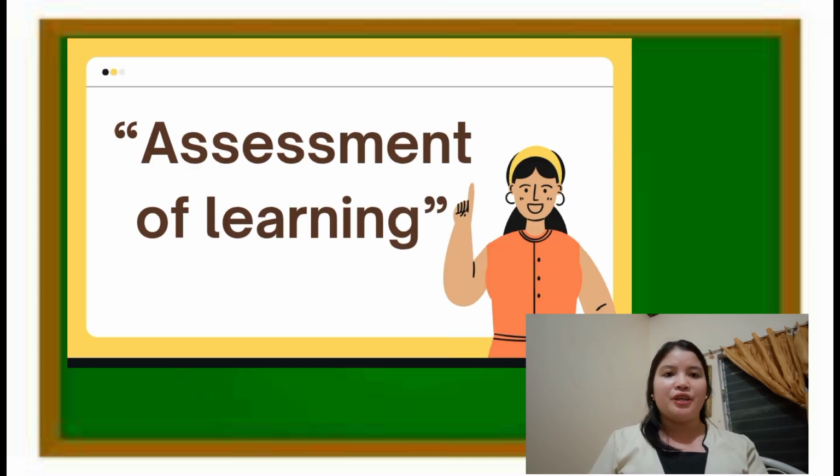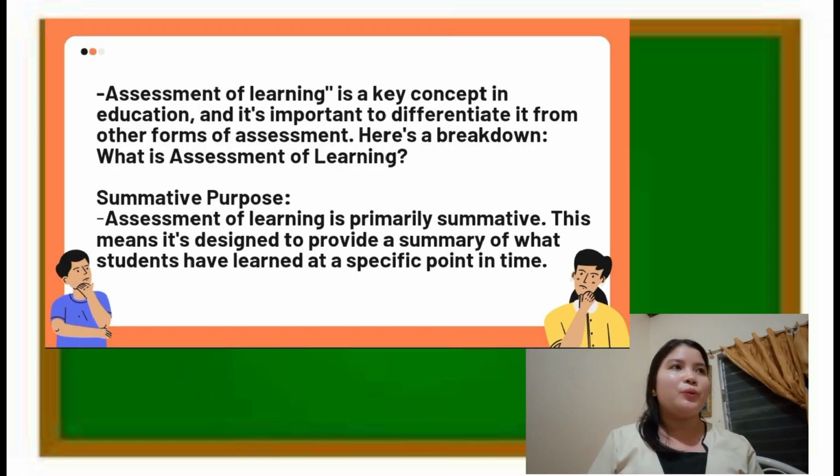Before we start our discussion this morning, let's have a brief definition of our lesson. Today we will be learning together about assessment of learning. So we will discuss that. What comes into your mind when we say assessment of learning?